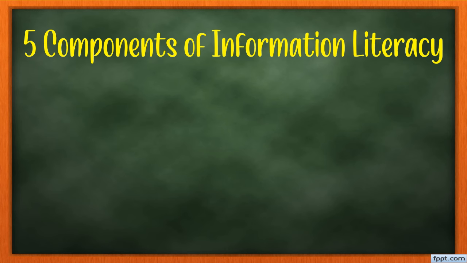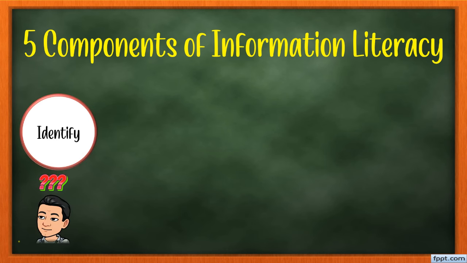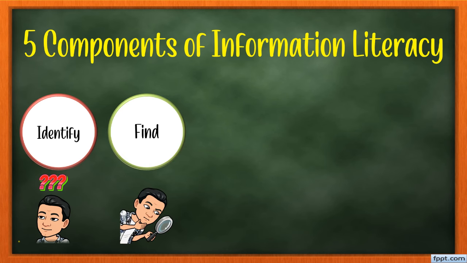Let us now have the 5 components of information literacy. So these are the steps in order to create an information matrix. So first, we need to identify our problem, or we need to identify what kind of information that we will find. So that's identify. Next is to find the information that we need in our study or in our research.